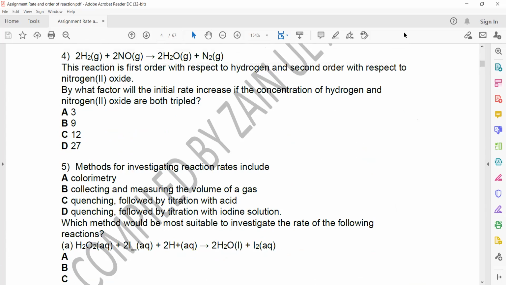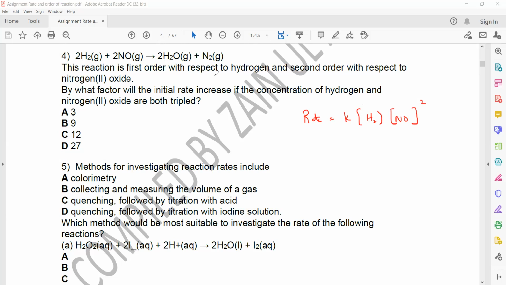In question 4, hydrogen is reacting with nitrogen monoxide to give water and nitrogen. This reaction is first order with respect to hydrogen and second order with respect to nitrogen monoxide. So if we write the rate expression, rate is equal to the concentration of hydrogen, first order, and nitrogen monoxide, second order.